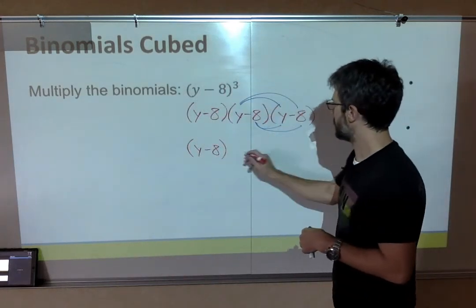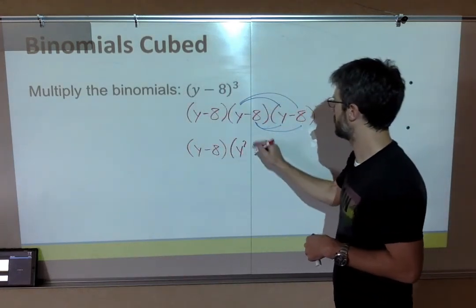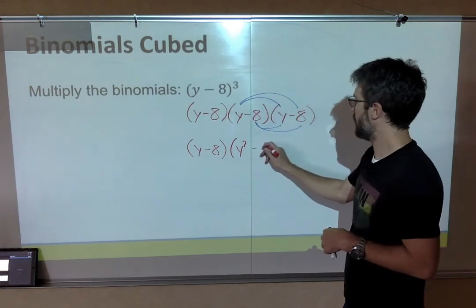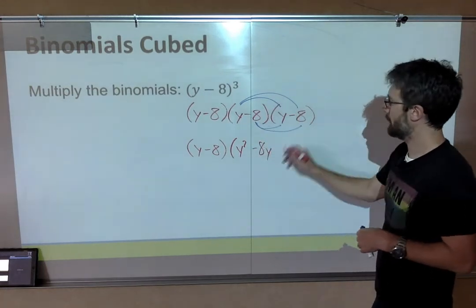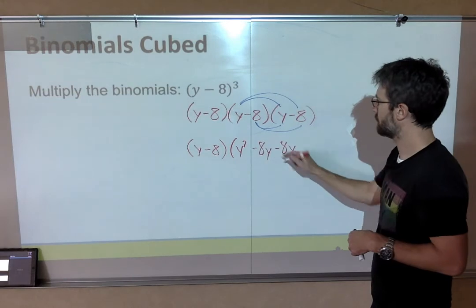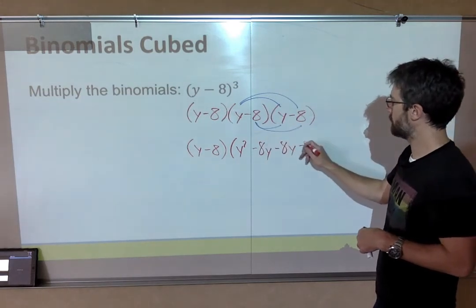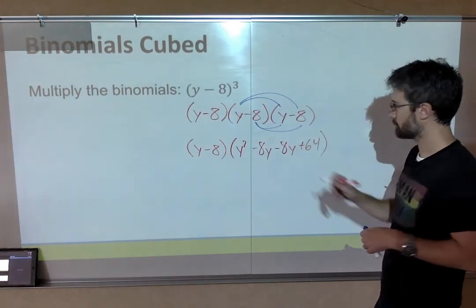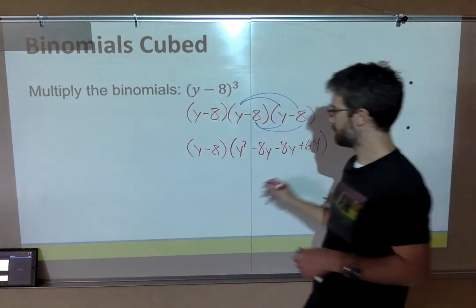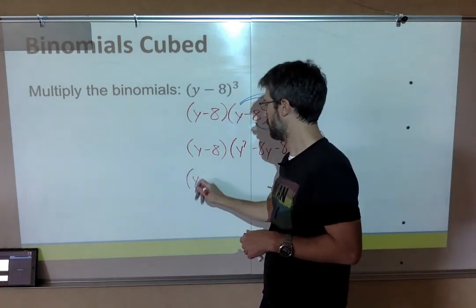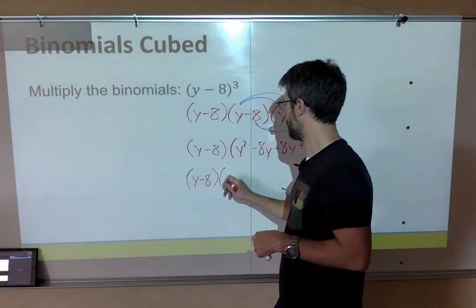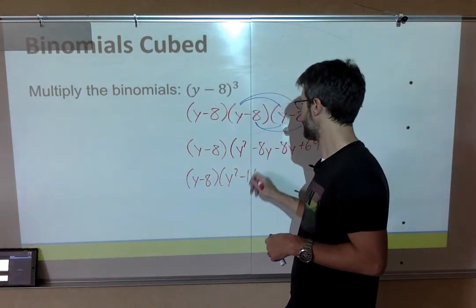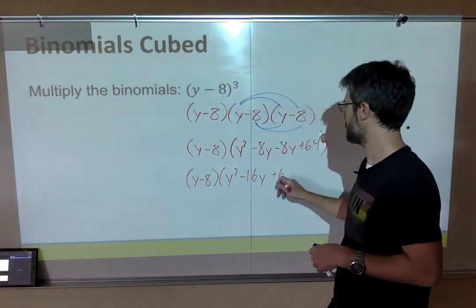And then it's y squared minus 8y minus 8y plus 64. Okay? I can combine some like terms there. Y minus 8, times y squared minus 16y plus 64.